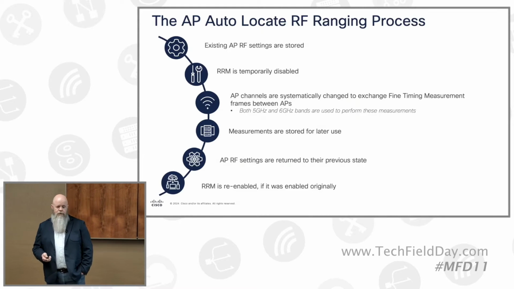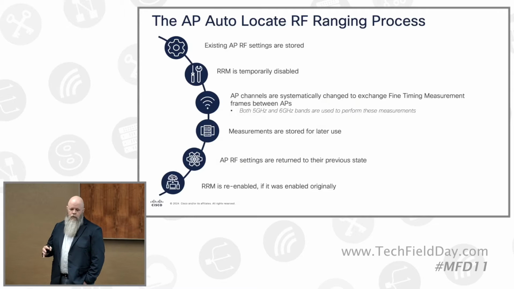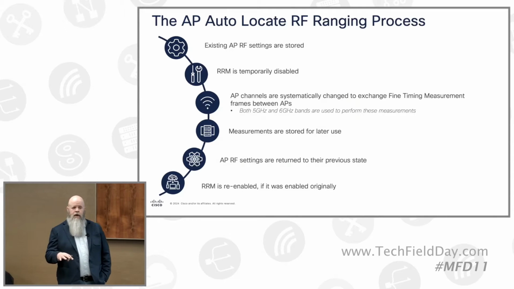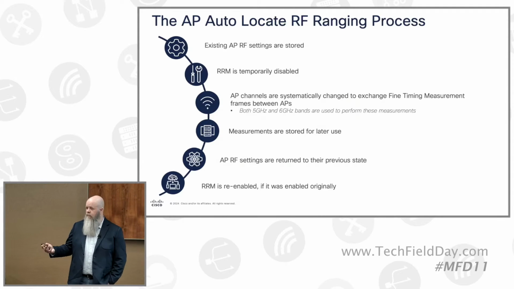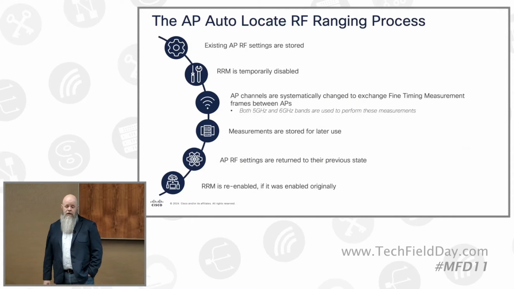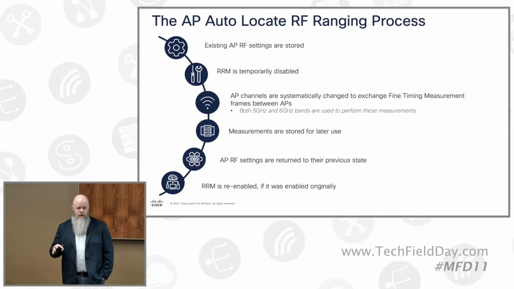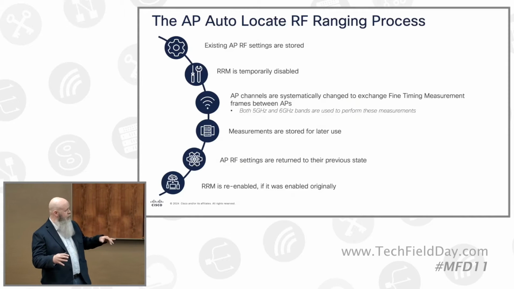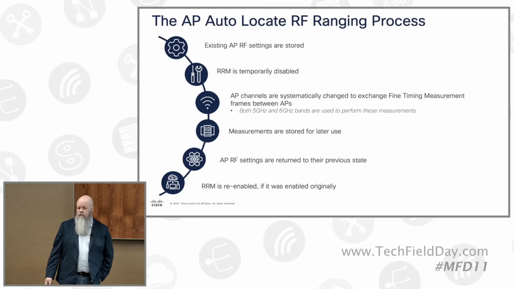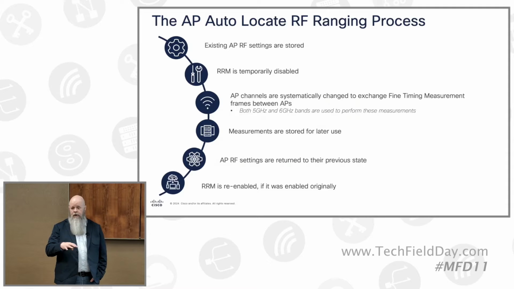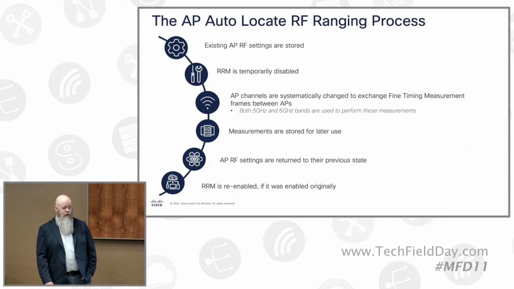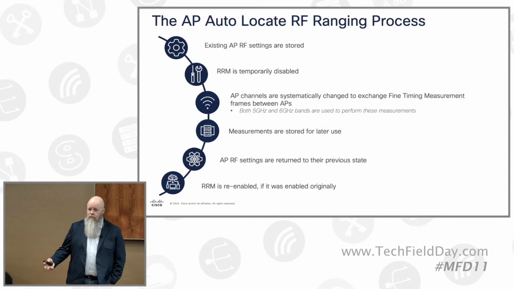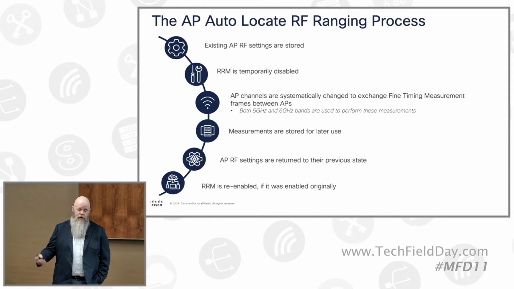Fine timing measurement is a process that we perform on the client serving radio. So we recommend you do this at a maintenance window or an off-peak time. You can schedule it or you can run it immediately if you want. You run this, and prior to it running, it stores all of the AP RF settings. So if you have static channels or auto channels, it remembers where it is, the power, the channel width, so that we can put things back to normal when we're done. Then it disables RRM, so nothing changes during the process and messes it all up.